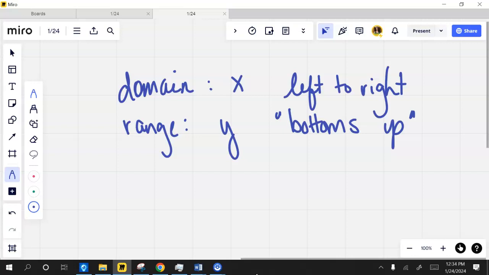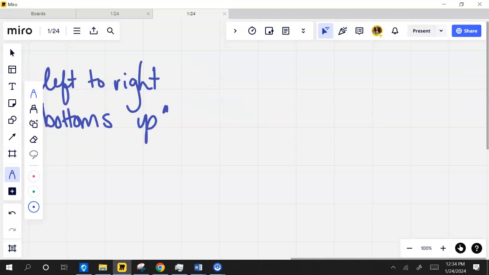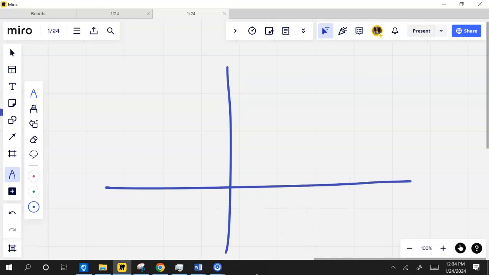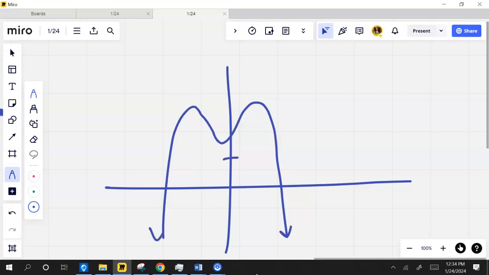From the lowest point up to the highest point, okay? And then sometimes we have to leave stuff out. All right. Let's look at a graph. And let's see if you can tell me domain and range. That's kind of a review. Let's say that's the 3.